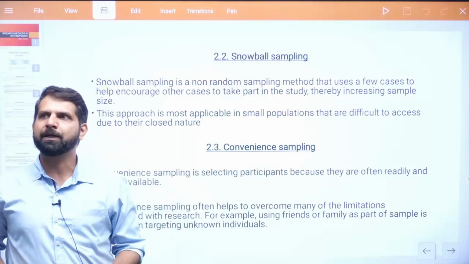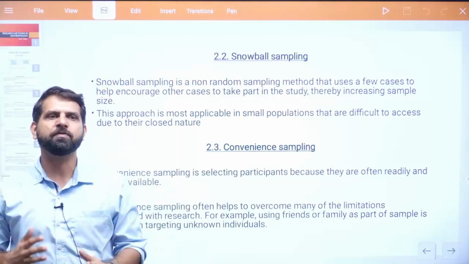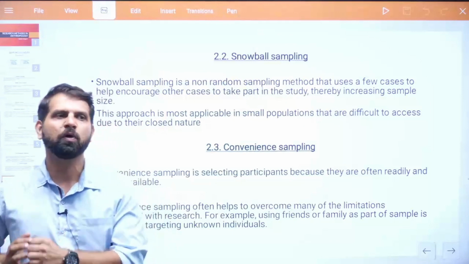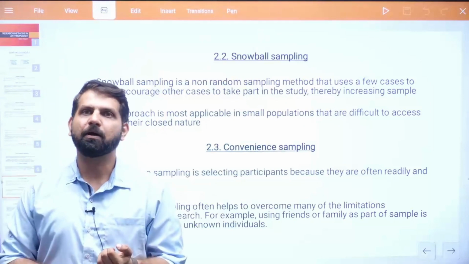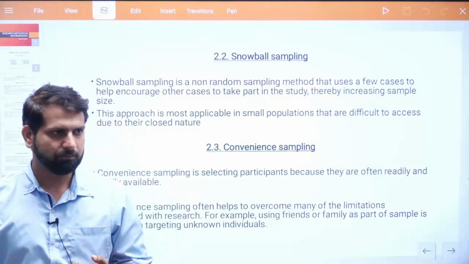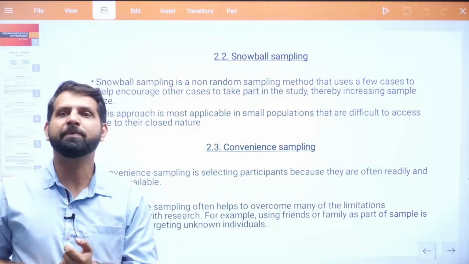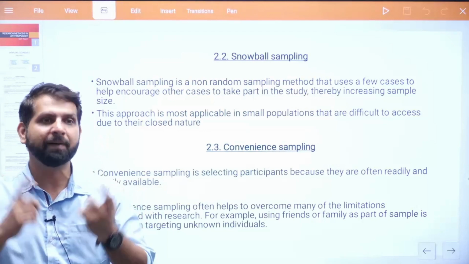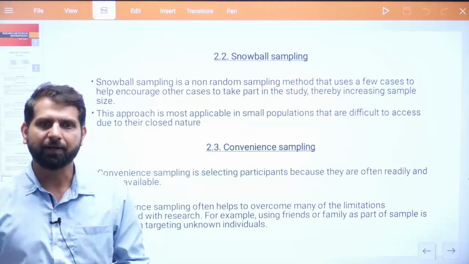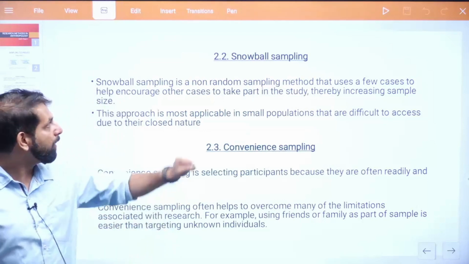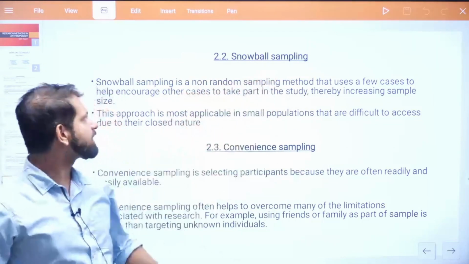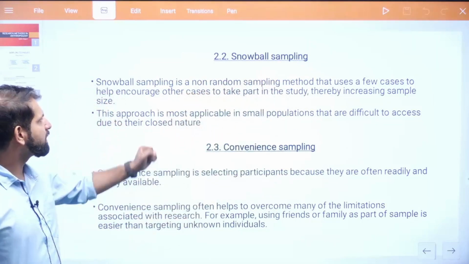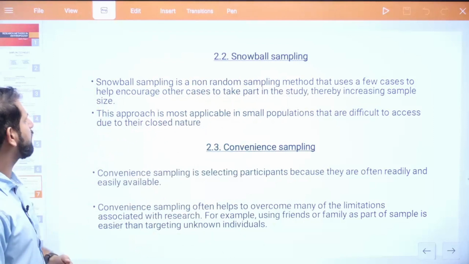This kind of sampling is used basically for populations which are very hard to reach or approach. Especially people who have mental illnesses, whom you cannot easily access. People who are suffering from AIDS, or from diseases which are very stigmatized in nature. All of that. So it becomes important in those cases. It's most applicable in small populations.